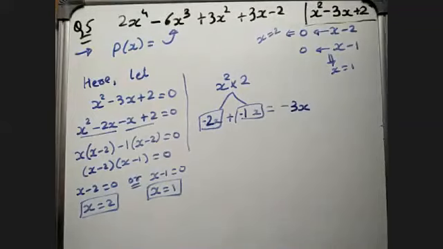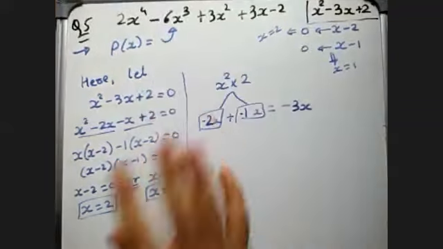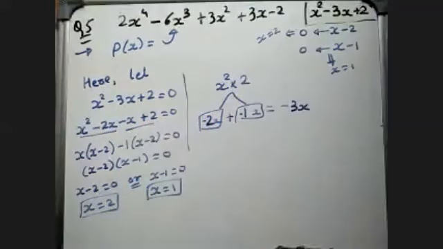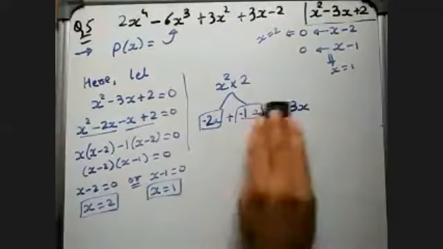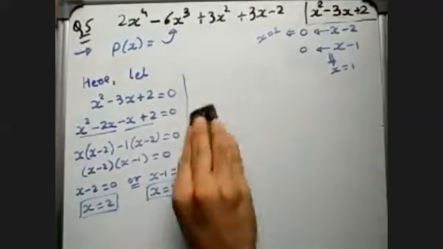So I'm repeating this once again. In the earlier question, they were giving us that prove that 2x to the power 4 minus 6x cube... Let me finish the question first, then I will repeat. Otherwise, you will get confused.